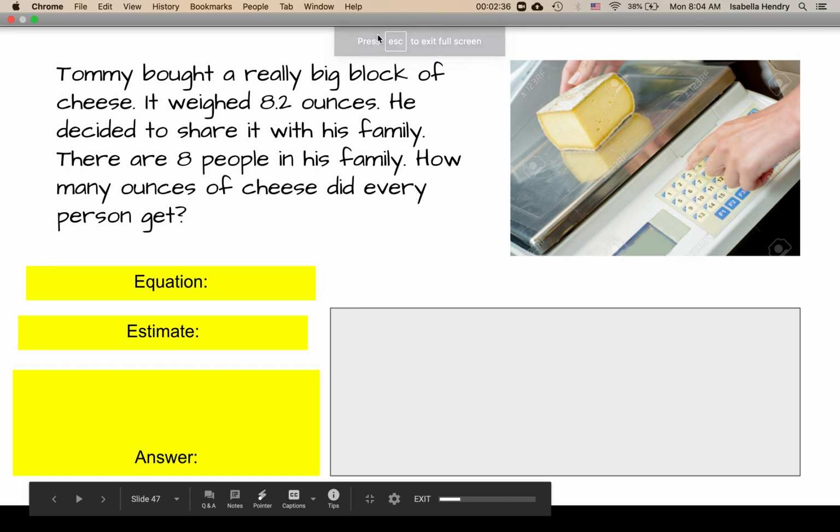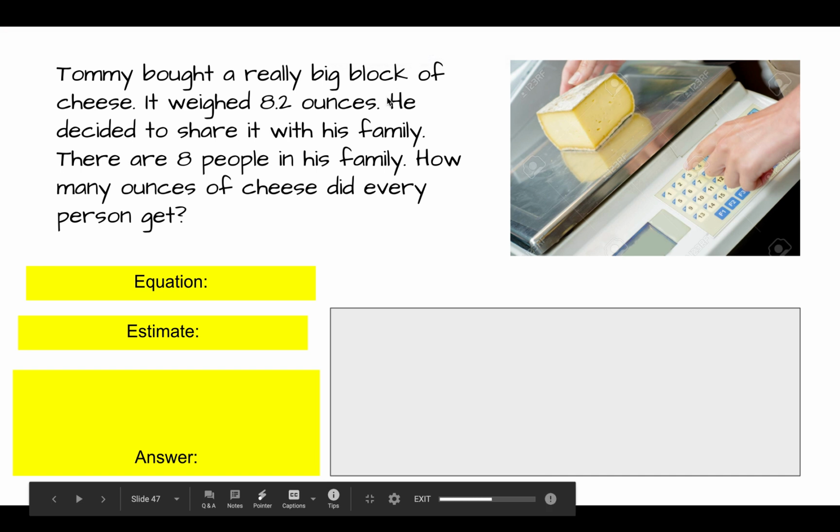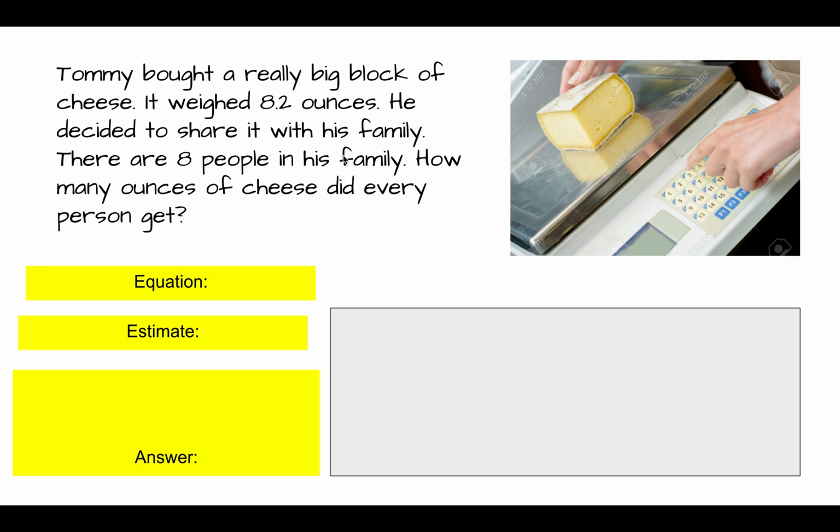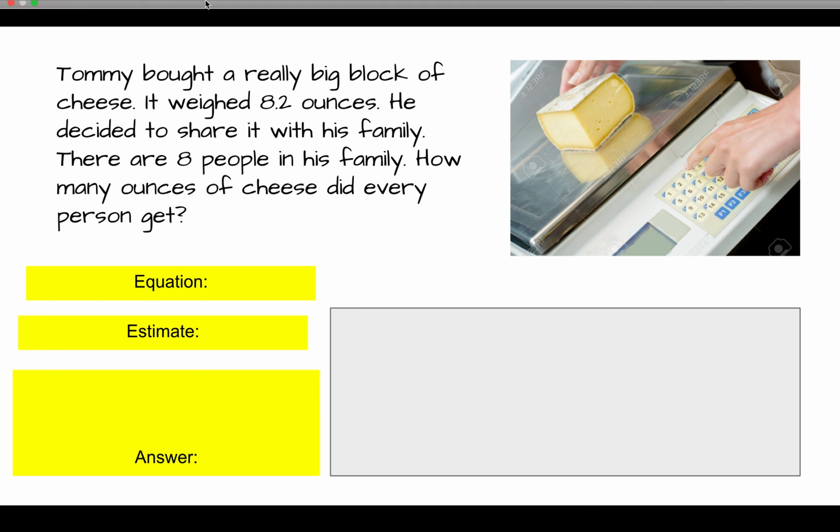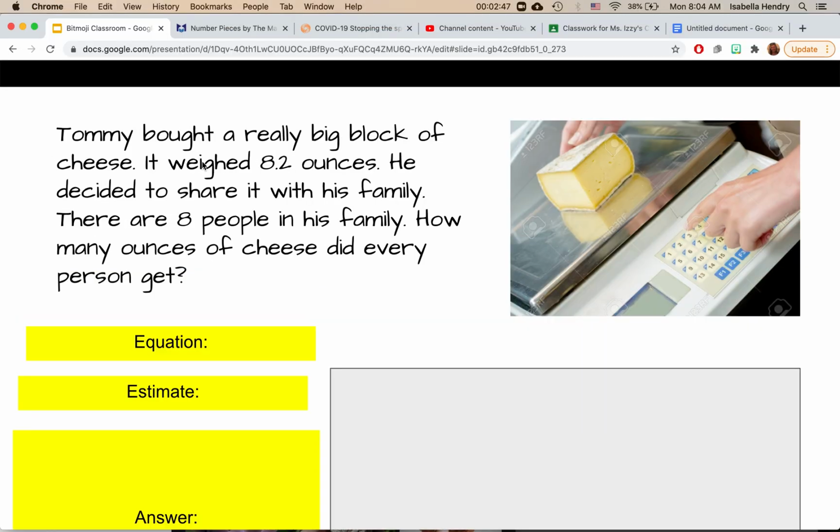So here's my problem. Tommy bought a really big block of cheese. It weighed 8.2 ounces. He decided to share it with his family. There are 8 people in his family. How many ounces of cheese did every person get?